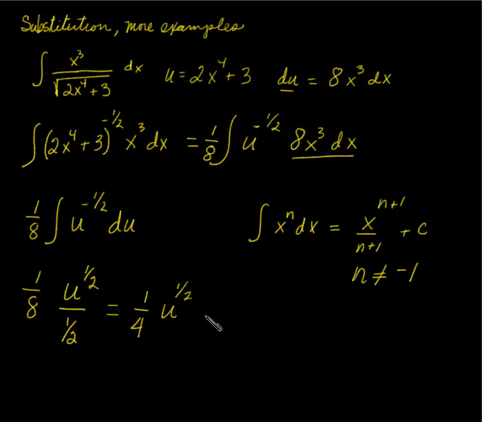And at some point, of course, I owe you a constant still, but I think I'm going to do the back substitution and then give you the constant. So let's erase this and say that this is in fact equal to 1/4. Now the back substitution just is replacing u with what u stands for, which is 2x^4 plus 3. And what's the exponent on u? Well, it's 1/2, and then plus a constant. And so there we've evaluated an integral by substitution.